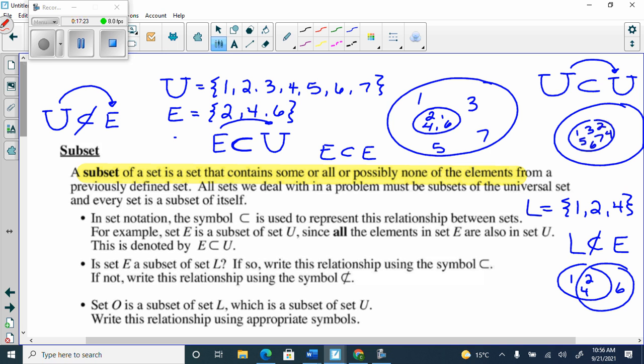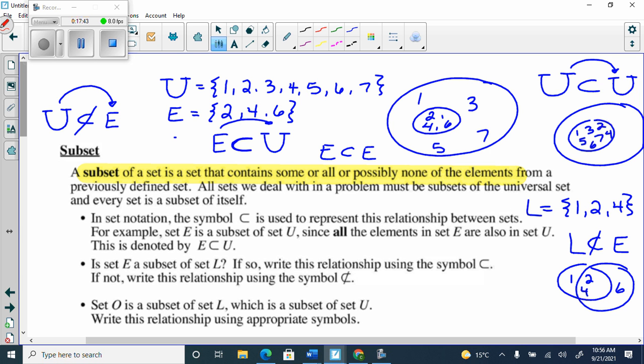Wouldn't I? I'd have to kick that 1 outside of it. So is that an egg with a yolk in it? No. There's an outside piece that isn't included in it. So it would not be a subset. In order for something to be a subset, everything has to be in it. Now they say or nothing has to be in it. This is the stupid part, but it's true.